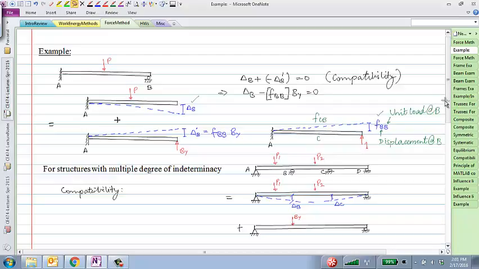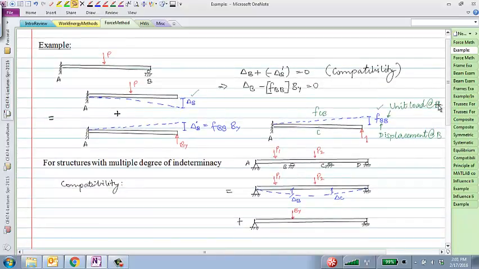It gets a little more complicated for structures which have multiple degrees of indeterminacy. For example, here, A, B, C, D, there are 4 supports for a continuous beam. What's the degree of indeterminacy for this? 2. Why is that? Because if I take out any 2 of the supports, maybe I take out these 2 supports, now it becomes a simply supported beam with an overhang, determinate.